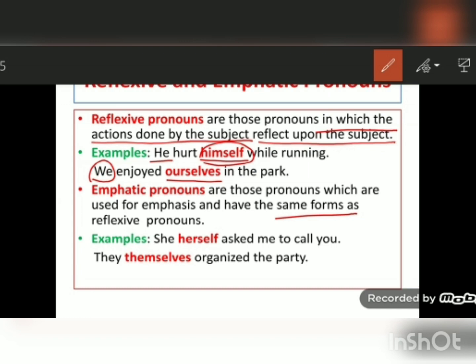For example, she herself asked me to call you. Here herself is an emphatic pronoun because it is giving more emphasis to she, the subject. So when the subject is given more emphasis, at that time the pronoun is an emphatic pronoun. Next is, they themselves organized the party. Themselves here is an emphatic pronoun because it is giving much emphasis to the subject they.